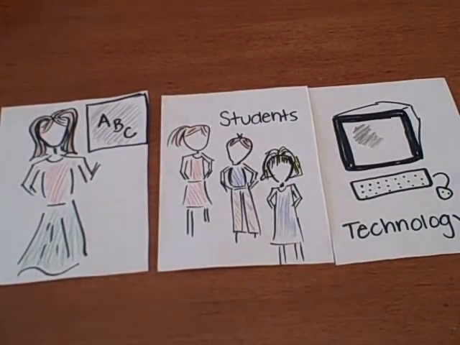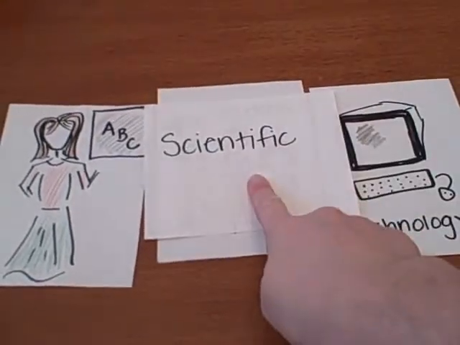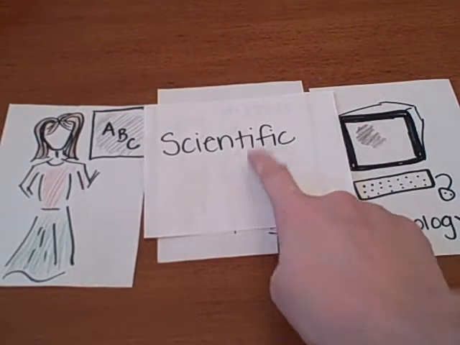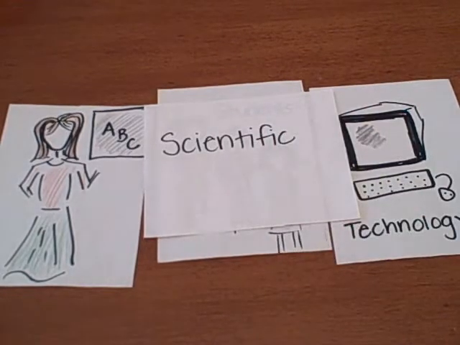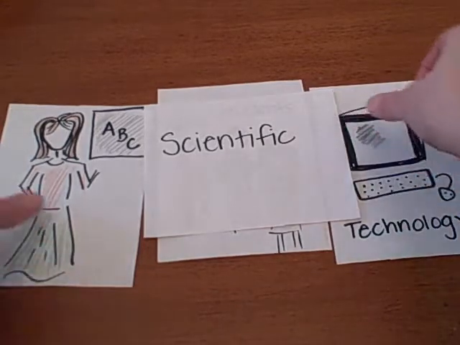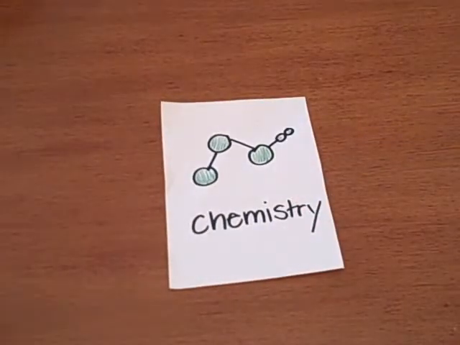The first concept that we're going to talk about is science. Scientific visualization tools. The book discusses many tools that you could use to help your students learn scientific concepts through visualization tools. One such tool involves chemistry.